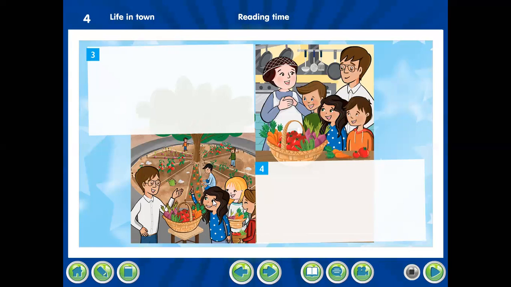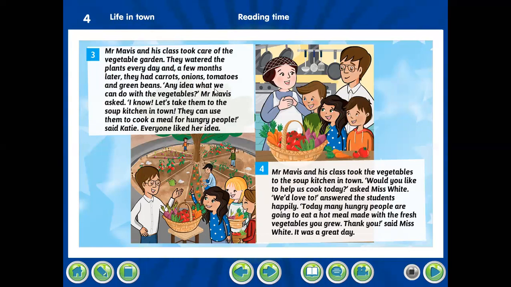She says, no, it's in the book, it's in our books. She says, Mr. Davy, I know. Let's take them to cook in a soup kitchen in town. Let's use these vegetables to feed hungry people. So they decided to do that. Now they went to a charity and they met Miss White. Okay, and they cooked for hungry people. Now today, many hungry people are going to eat a hot meal made with the fresh vegetables you grew. Now this is the end of the part.